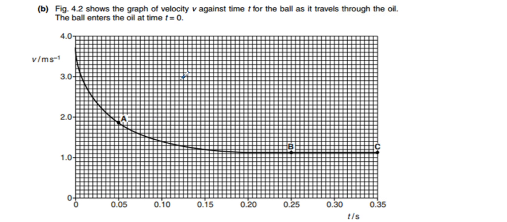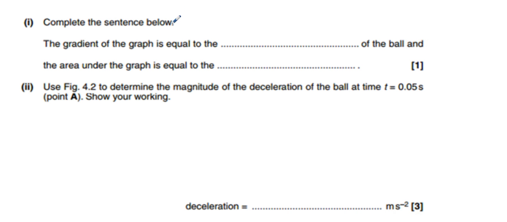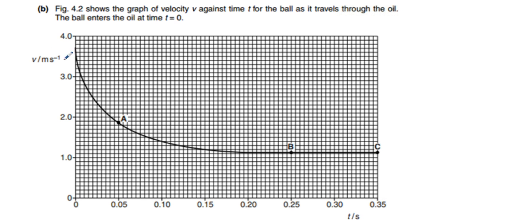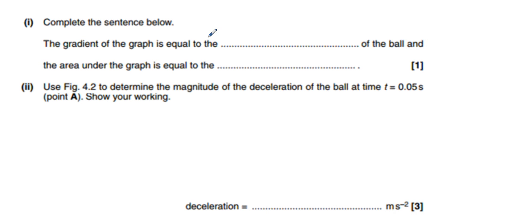Okay, so next question. This is showing you the graph of velocity against time for the ball as it travels through the oil. The first question says complete the sentence below. The gradient of the graph is equal to the, well, if you remember back from GCSE, on a velocity time graph the gradient is acceleration, but in this case it's more specifically a deceleration. It's going through the oil and it's slowing down. And the area under the graph, again this is GCSE stuff, the area underneath the velocity time graph gives you distance. So that's a nice easy question, that one.